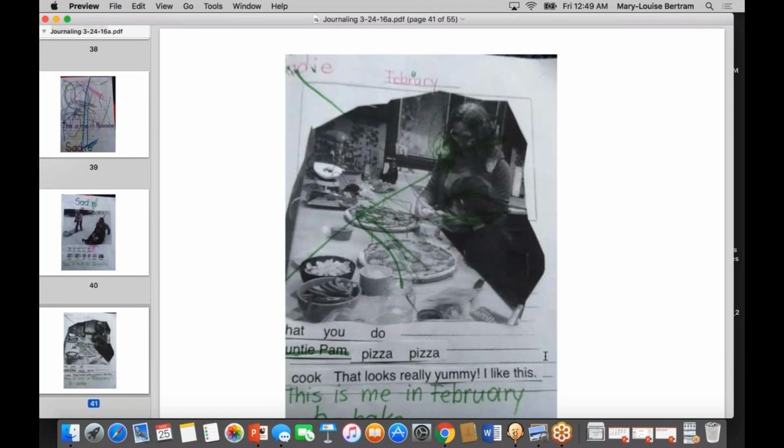And the next time they took out the pictures in the message window, so she's seeing text, so it's more like writing. So they're having a family dinner, and she says, "What you do, Auntie Pam? Pizza, cook. That looks really yummy. I like this." And "I like this," I think, was a full sentence that she could choose from her Proloquo2Go.